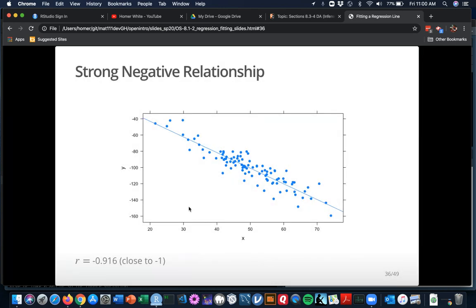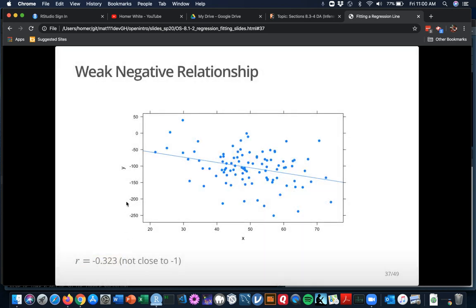Here's a pretty strong negative relationship, not much scatter, and look at the R, pretty close to -1. Here's a weak negative relationship. The cloud of points falls, but there's a lot of scatter. And look at the R. It's negative, but it's not all that close to -1.